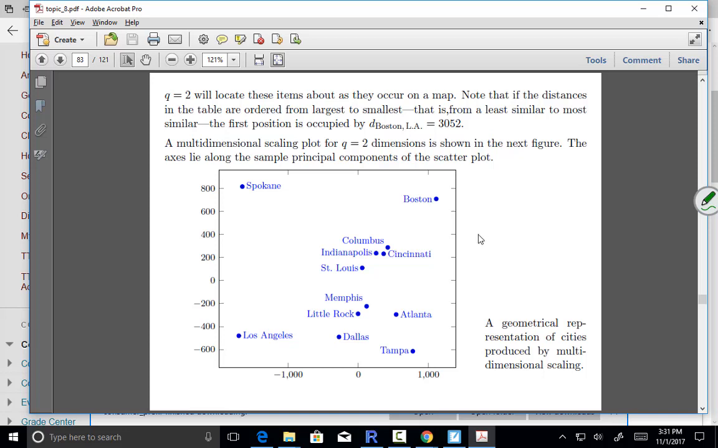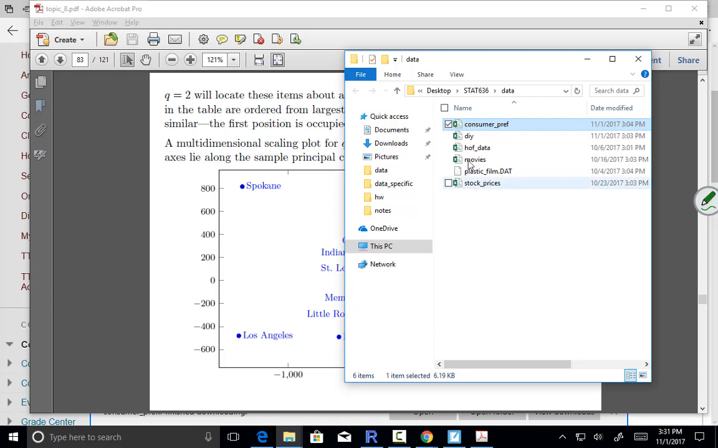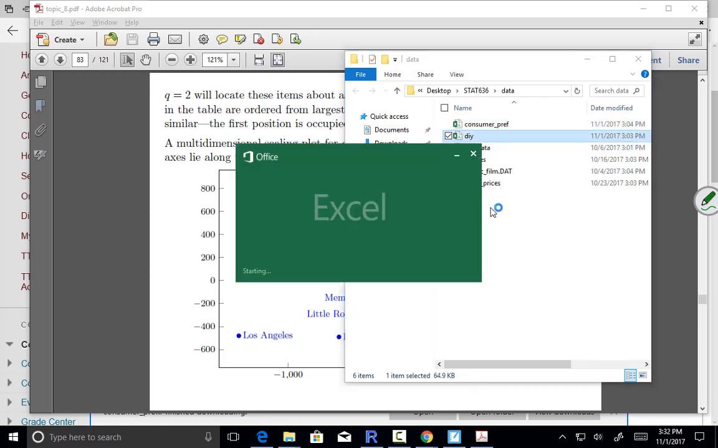The other thing I wanted to lecture on a little bit today, or at least illustrate, is correspondence analysis. So for doing that, what I would like to do is just show you an example. And the data I'm going to use are the DIY data, do it yourself. So these are DIY.csv from eCampus.